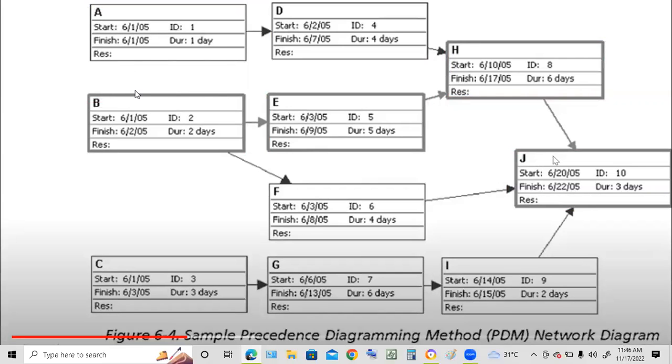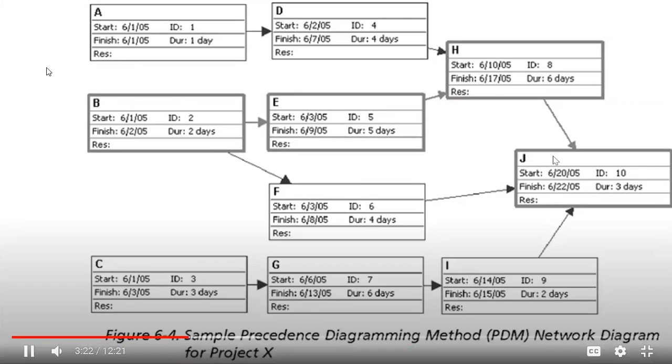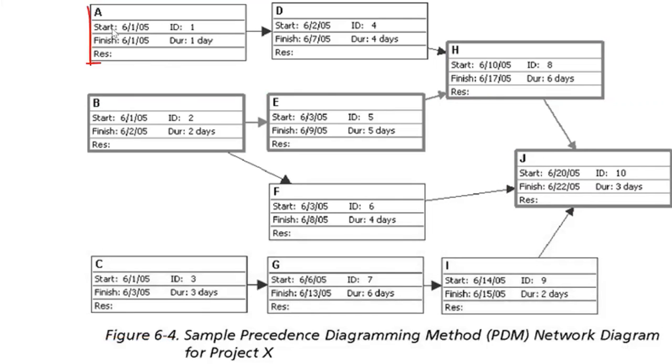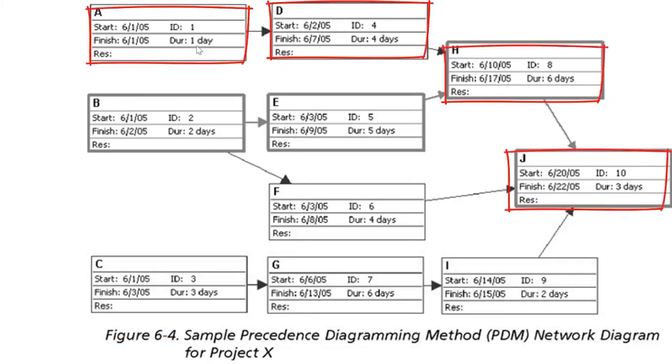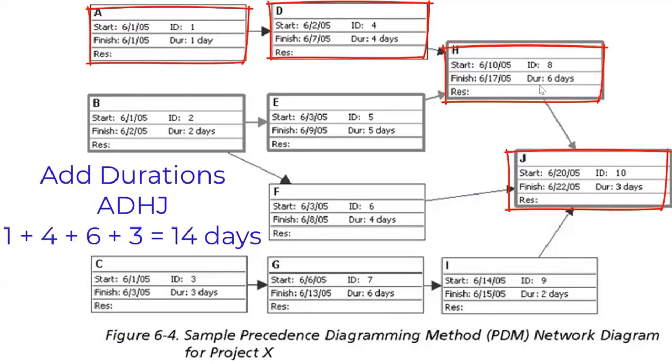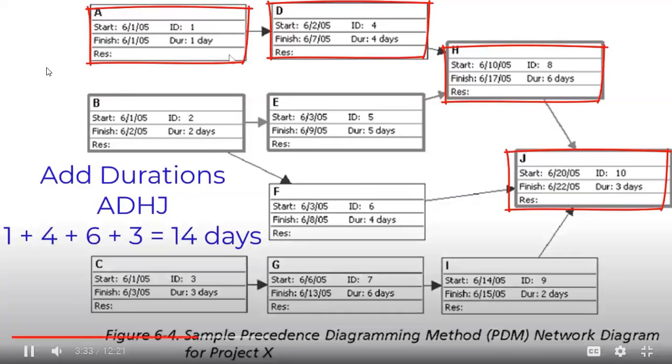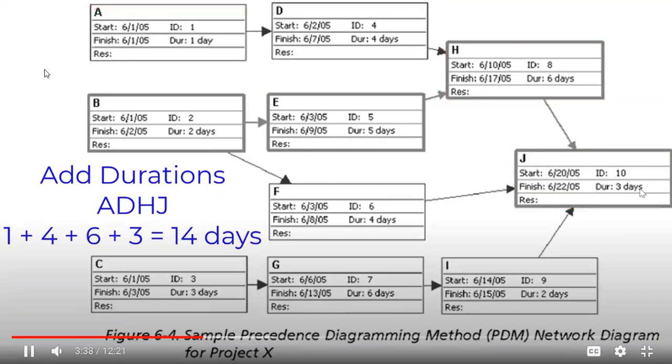And let me just pause that bit. So this is how it would look when I use Microsoft Project. When they do it on the computer, in Microsoft Project, this is how it would look. And we can add up how long each path will take. For example, A, D, H, and J is 1 day plus 4 days plus 6 days plus 3 days. So 1 plus 4 is 5, plus 6 is 11, plus 3 is 14 days to do A, D, H, and J.